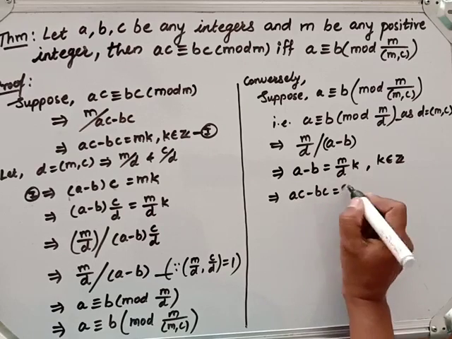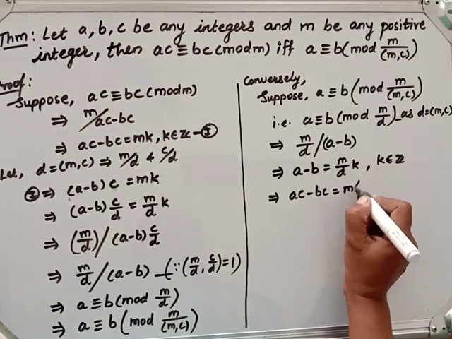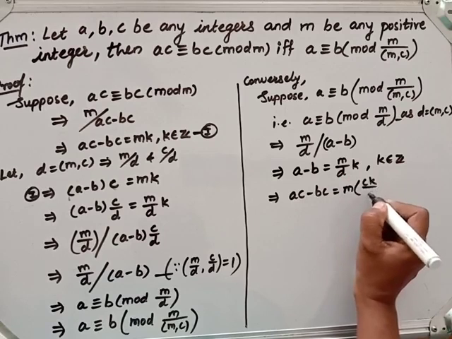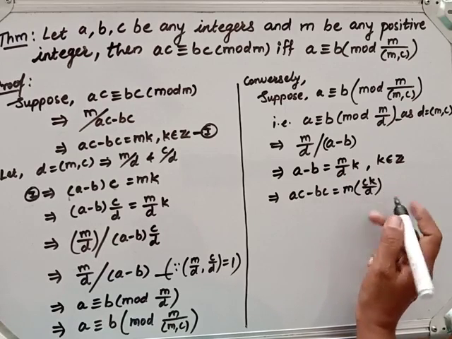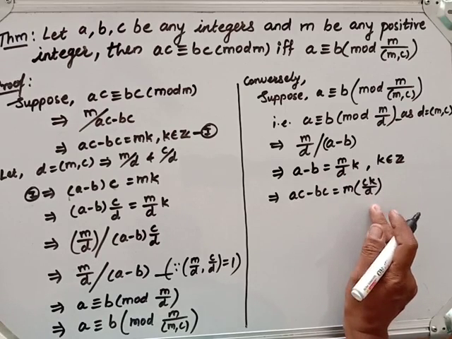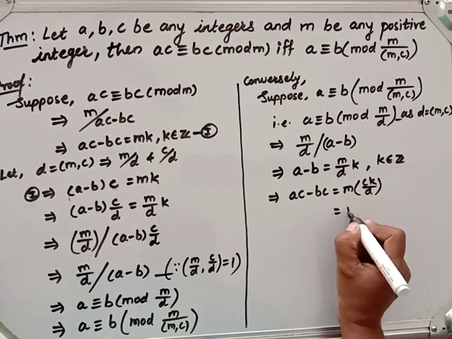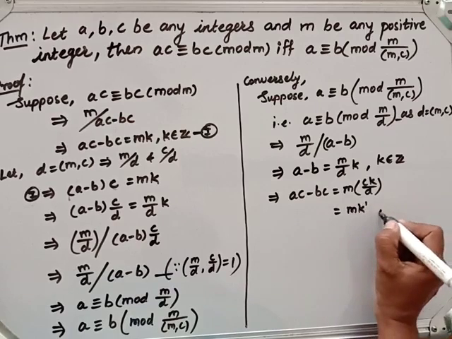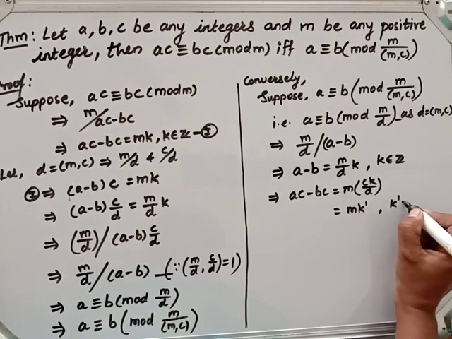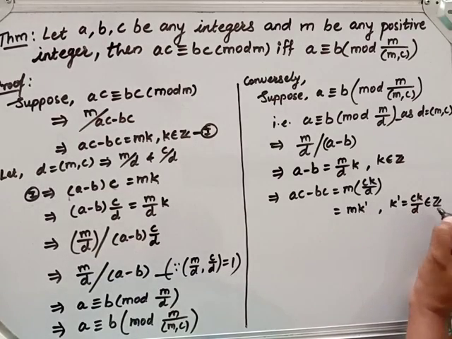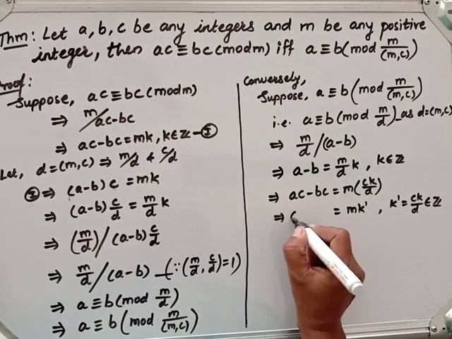M into, I can write it as M into CK upon D. This CK upon D is suppose a new integer. It can be written as M K dash, where K dash is what? CK upon D. It is what? An integer.